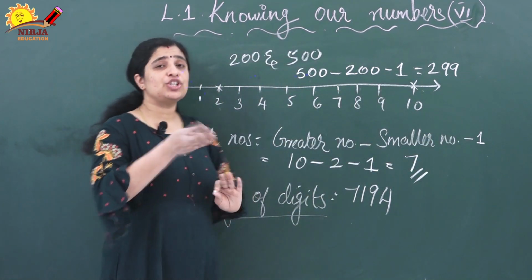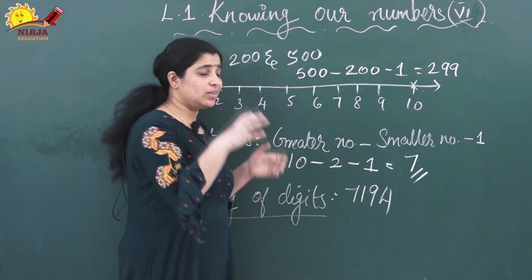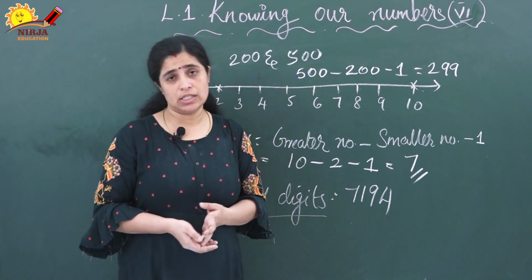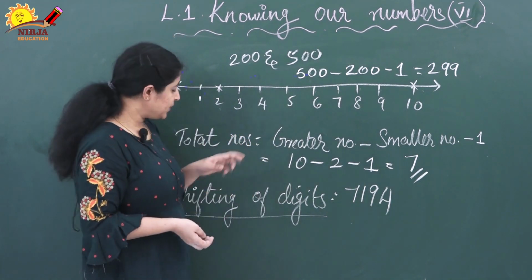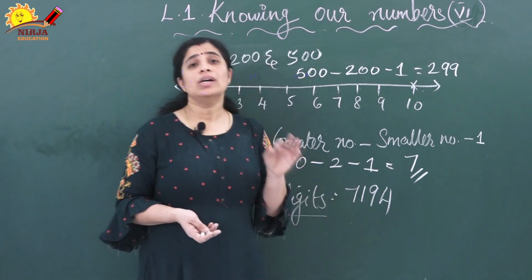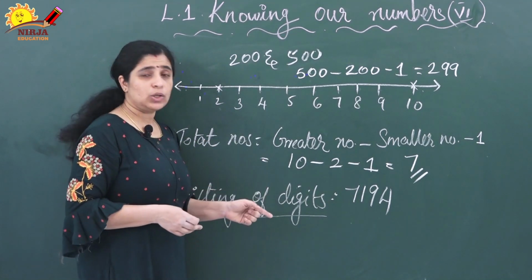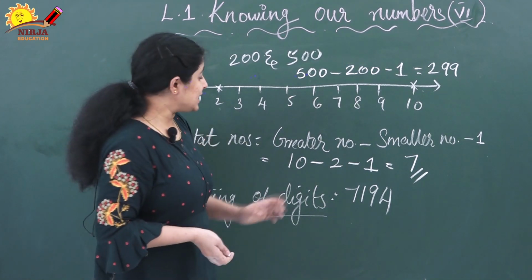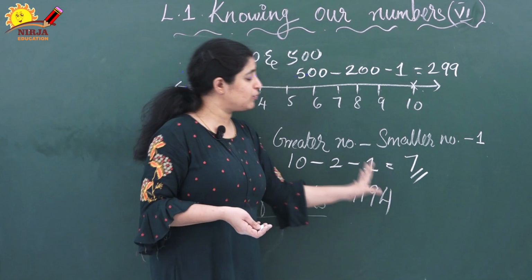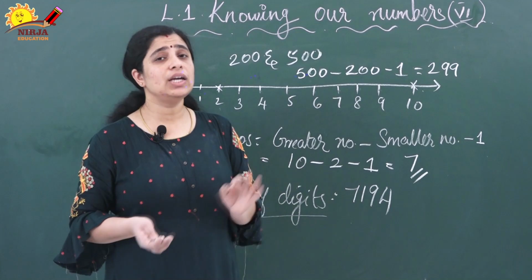Next, the topic is shifting of digits. Suppose you are given a number and they ask you, using the same number, to write a bigger number than this one or a smaller number than this one. How can you calculate this? See this one, shifting of digits, 7194. They are asking you to write a number that is lesser than this number by shifting the digits. You have to write a 4-digit number by shifting the digits that is lesser than the given number.